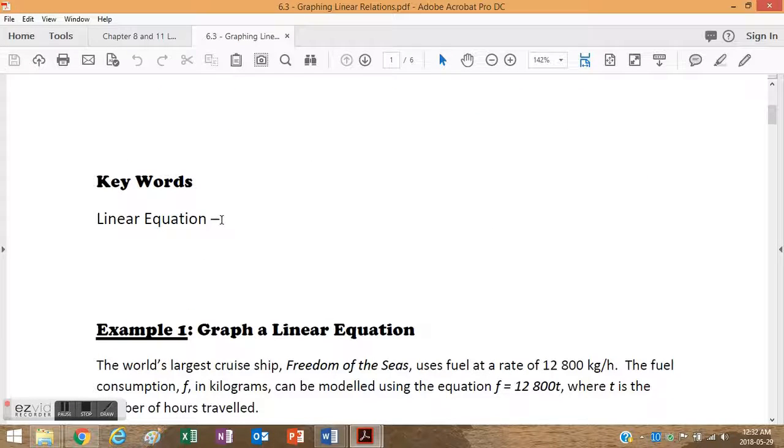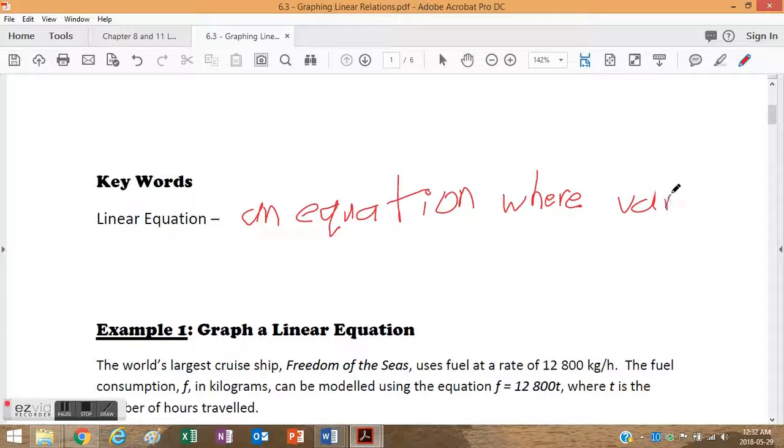So a linear equation, if we're going to define that, is going to be an equation where the variables are not to any exponent. Okay, so if you have an x, it's just an x. It's not x squared or x cubed or anything like that. Also, an equation where variables, there's more to it than that, but we'll start with that.